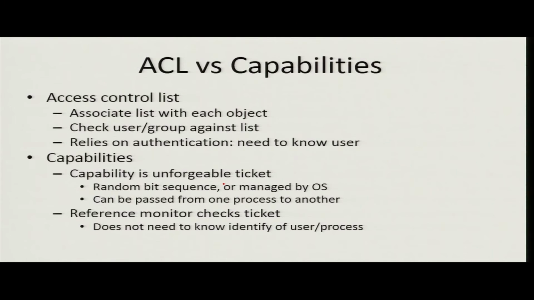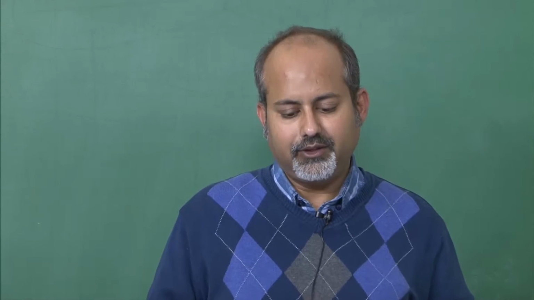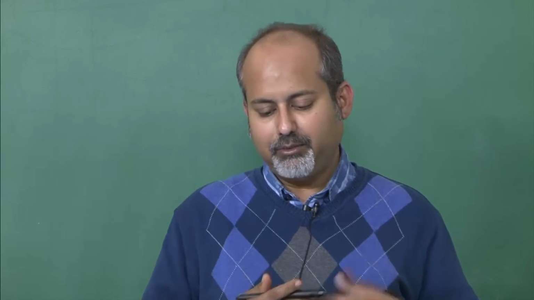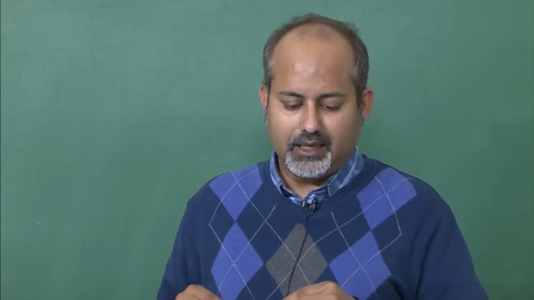So, comparing access control list based access control versus capability based access control. Access control list will associate lists with each object, and check a user or group against the list. So, if somebody is trying to access it, it will check with the list and see if the user has access. If the user does not, it will check what group the user belongs to, and if the group has access of a different kind, like maybe not necessarily write, but maybe read, then it will also allow that.